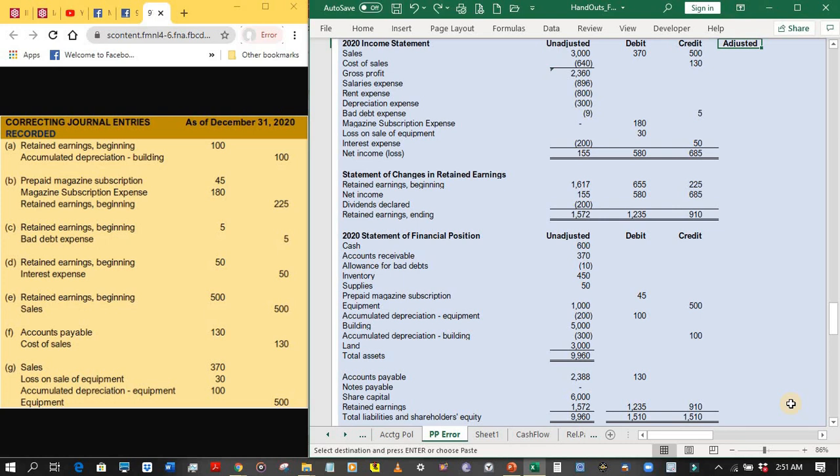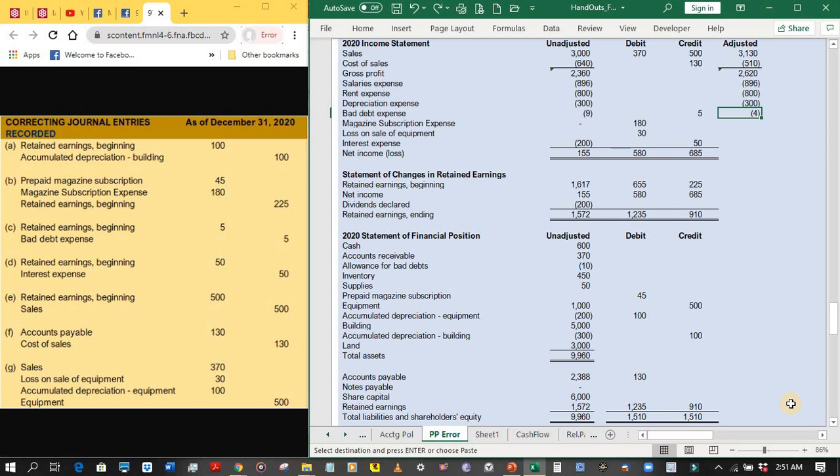So our sales is 3,130 pesos. So this is the adjusted sales. Then the cost of sales is 510 pesos and our adjusted gross profit is 2,620. Then since there are no adjustments affecting salaries, rent expense, and depreciation for 2020, the same amount would be extended to the adjusted column. Then for the bad debt expense, since we have an adjustment of 5 pesos, the bad debt expense will decrease to 4 pesos.